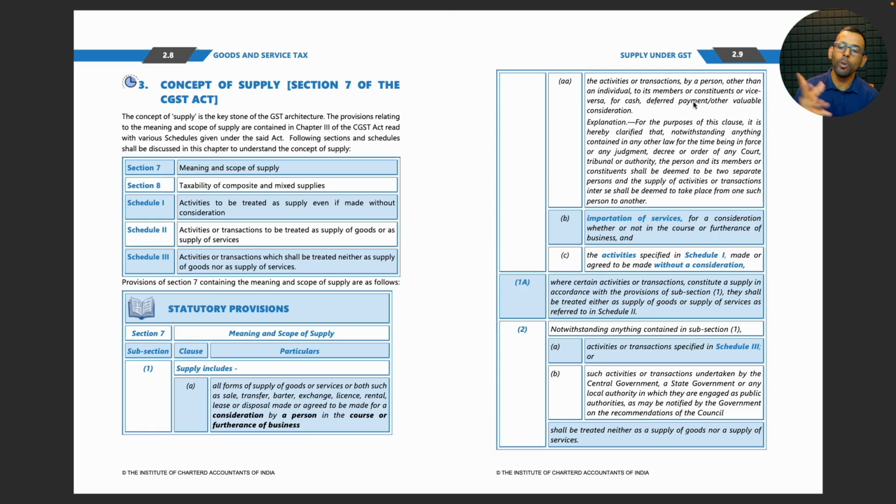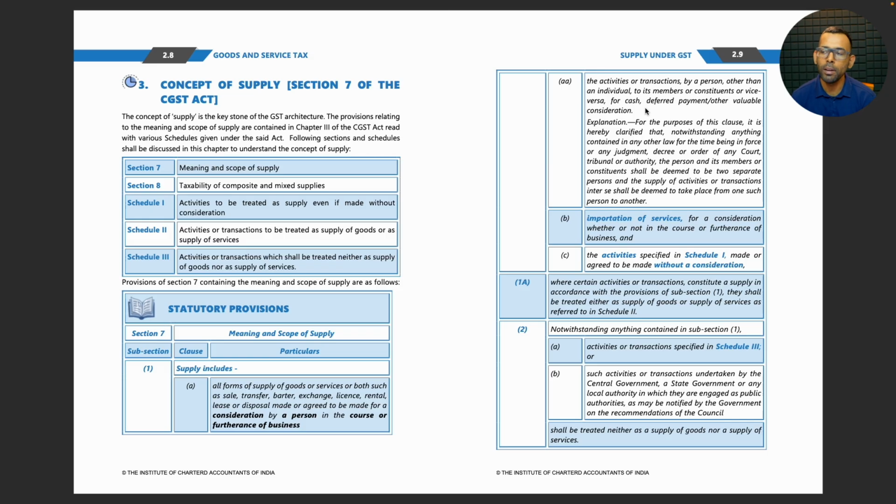Just trying to pull an example to keep this part concrete. By a person to its members other than an individual. By a person other than an individual. So remove individual from this. So let's take a company. So here, activities or transactions by a company to its members for cash or deferred payment or other valuable consideration. Let's say the activities or transactions by a company to its members for cash.